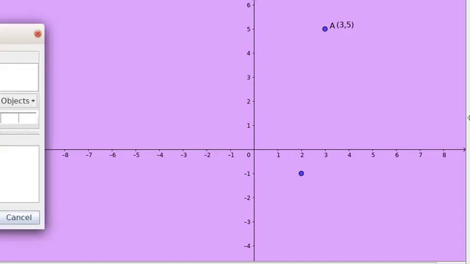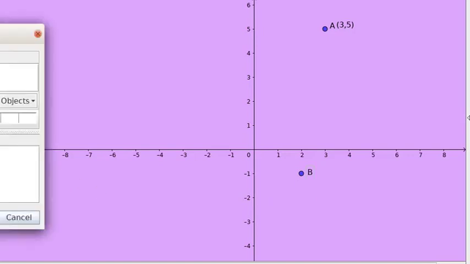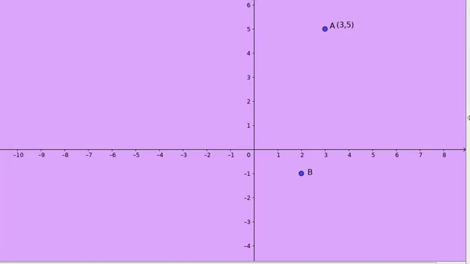Give the name also there. What is the name? The name of the point is B. After that you write its coordinate also. What is the coordinate of that point? Coordinate of the point is 2, minus 1. Then write that 2, minus 1 also. Okay, therefore we marked the points A and B.